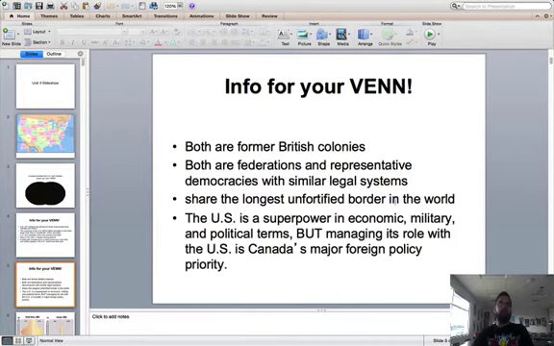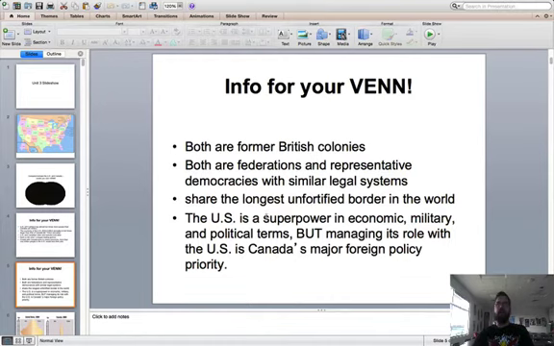We have the longest unfortified border in the world. What this means is it's not guarded, as in, there's not a wall there, there's not military or anything like that between the two countries, because we're both wealthy nations. So it's not like people are sneaking across the border to get to Canada or vice versa.